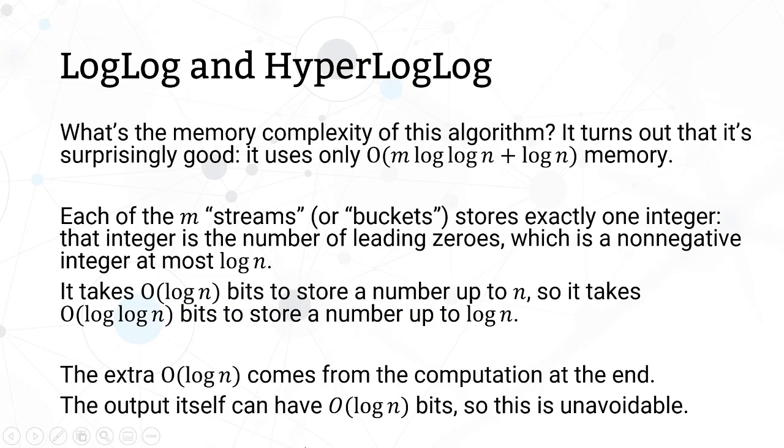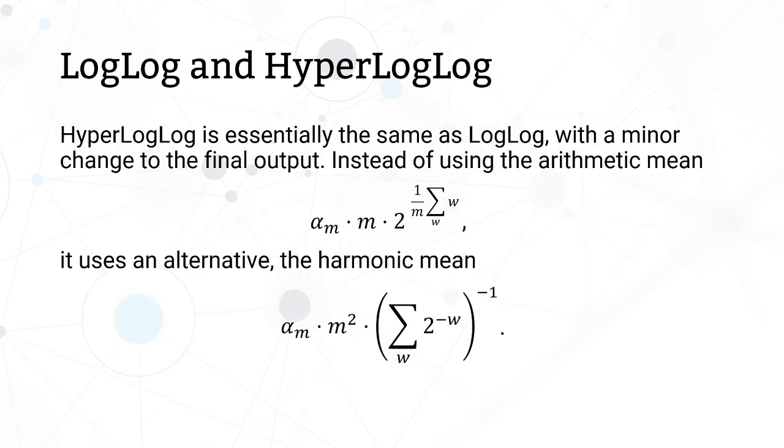And so that means to store that number, we only need log n bits. So it's really good, and we have m of those, so it's m log n. And this log n is some extra, we can kind of ignore it because it just comes from computing the answer. The answer itself can have log n bits, so we can't really avoid this. But you can see this m log n is really small, so it's very good. It's very practical for large inputs. Even for very large n, it's basically a constant number.